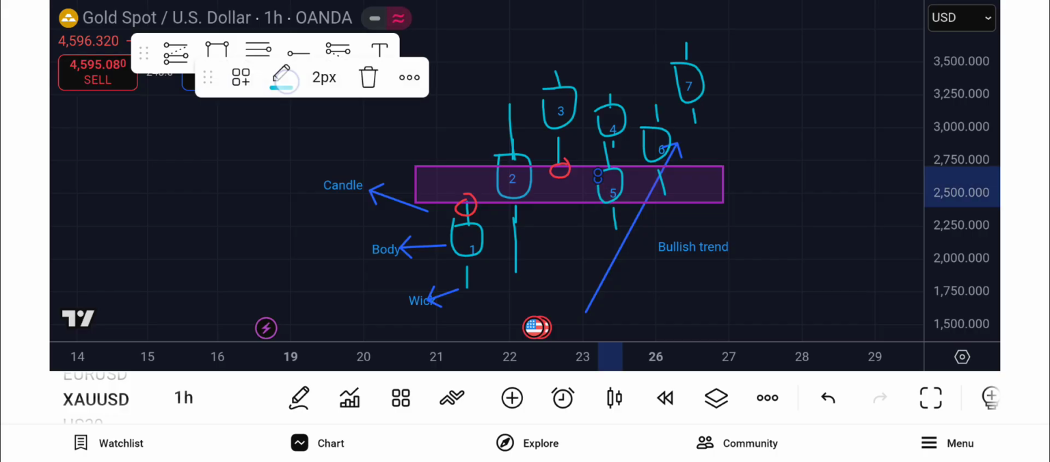Let me change the candles of this one to maybe green. Okay.